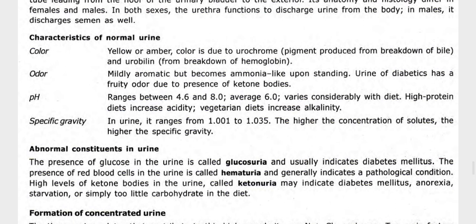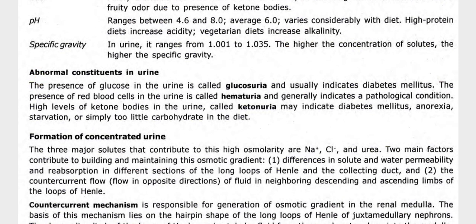Then pH ranges between 4.6 and 8.0, average 6.0. It varies considerably with diet. High protein diets increase acidity, vegetarian diets increase alkalinity. Then specific gravity in urine ranges from 1.001 to 1.035. The higher the concentration of solutes, the higher the specific gravity.